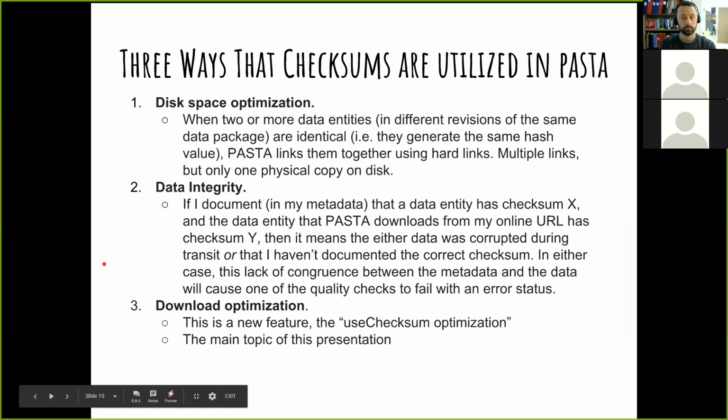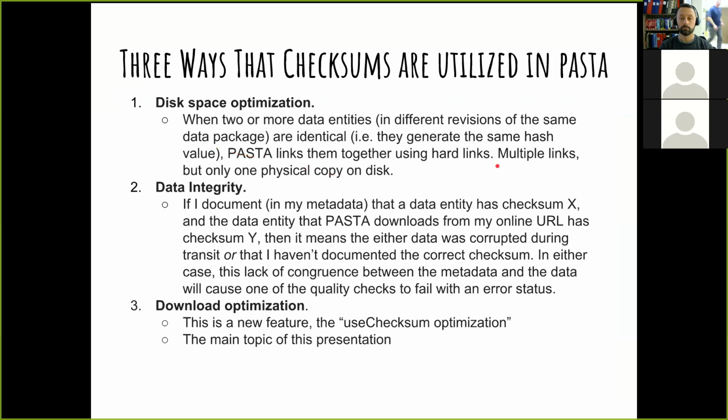How are checksums used in PASTA? Currently in 3 ways. They're used for disk space optimization for data entities. So when there are 2 or more data entities in different revisions of the same data package that are identical based on their same hash values or checksums, PASTA links them together using hard links. There's only one physical copy on the disk, but there may be multiple hard links to that one copy.